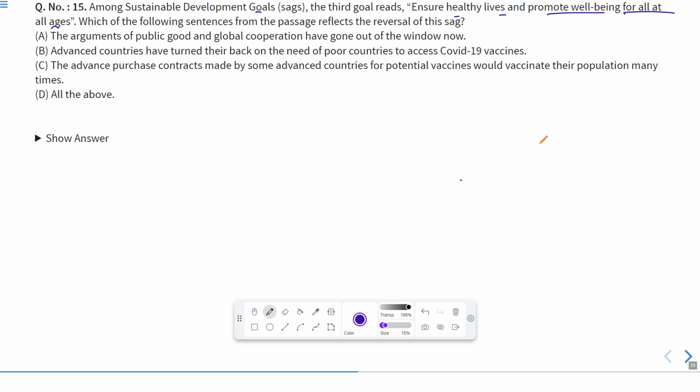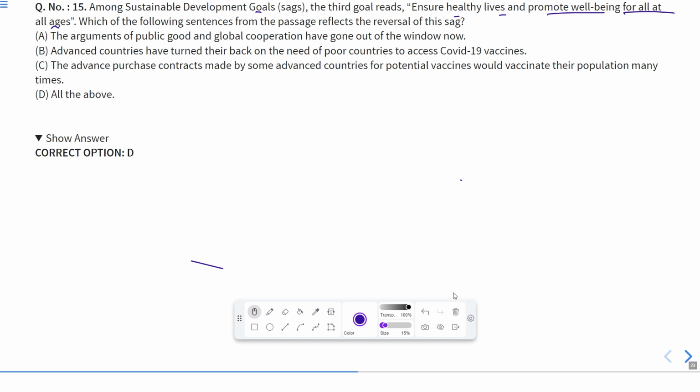Now, among sustainable development goals, the third goal, ensure healthy lives and promote well-being for all at all ages. How can we think this is right? So all the options are the same, which are answering the question. So option D is the correct answer to this question.